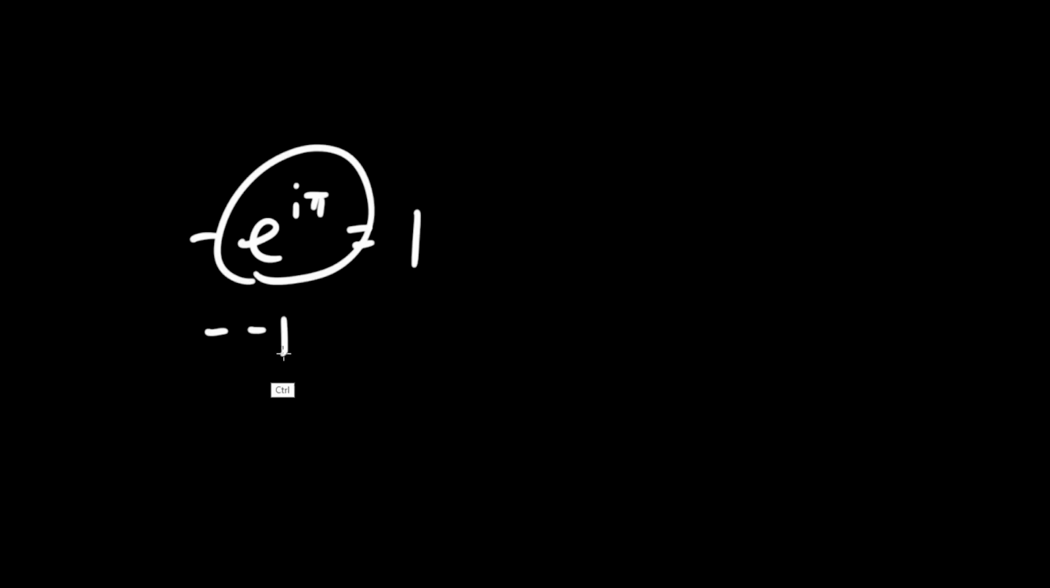So let's take a look at this. -e to the power of iπ equals +1. And this makes sense because we have a negative sign here. So this is a negative of -1 because e to the power of iπ equals -1. The negatives cancel out. They become positive. So what we get is +1.